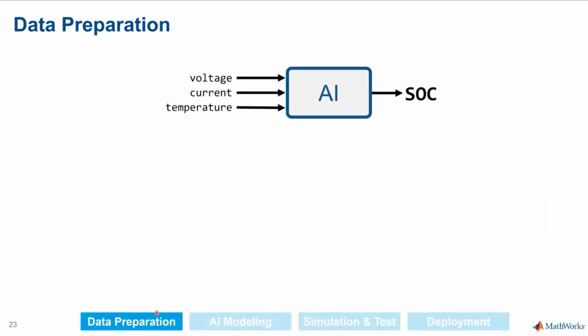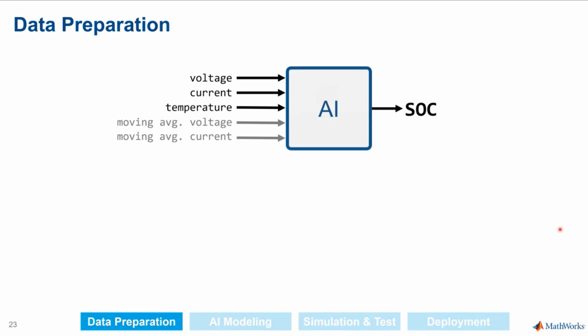And here again, you can see the 4 steps that I talked about before: data preparation, AI modeling, simulation and test, and deployment. Let's look at the data preparation step. Here we use some knowledge about the data or about the domain. We know that the state of charge not only depends on the measurement at the moment of the voltage, current, and temperature, but also on the history of voltage, current, and temperature.